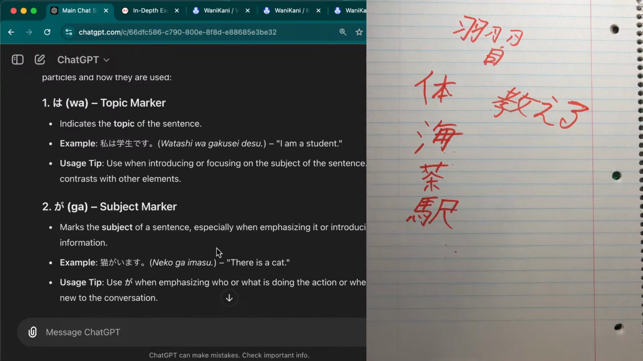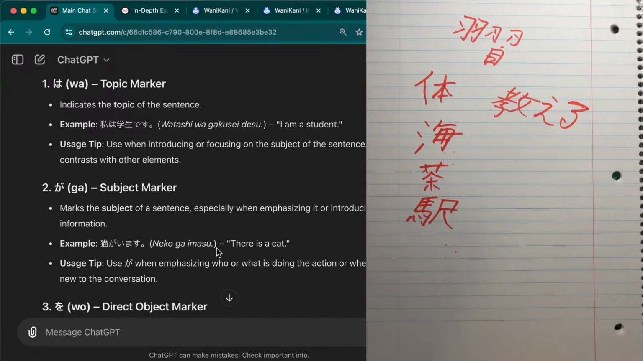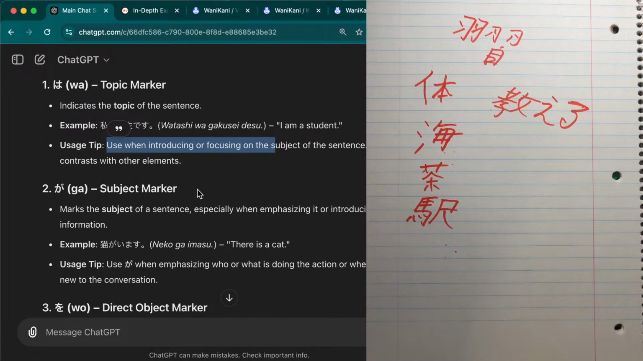Okay, we have wa as the topic one. Okay, let's just read through it. Use when introducing or focusing on the subject of the sentence. It often contrasts with other elements. Then we have ga as subject marker. Marks the subject of a sentence, especially when emphasizing it or introducing new information. Neko ga imasu.